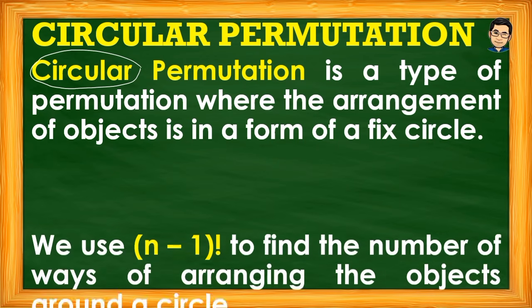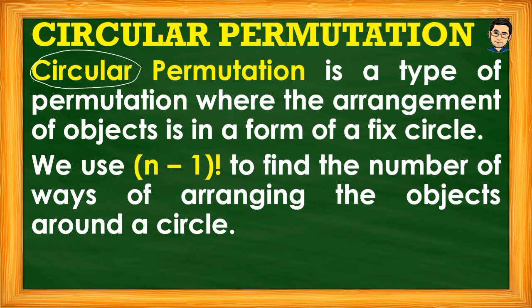And then, in order to determine the number of ways of arranging the objects around the circle, so we will be using the formula, the quantity of n minus 1 factorial. Okay. So, fix po kasi yung isang object dyan. Okay. So, kaya n minus 1 factorial.